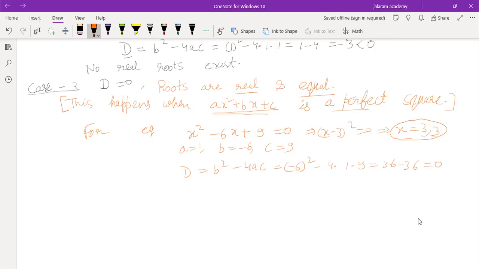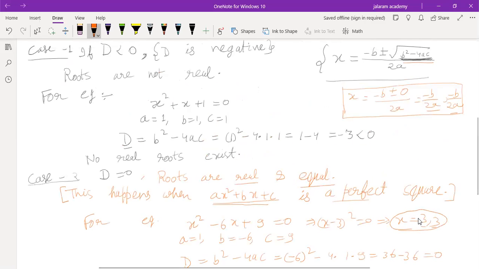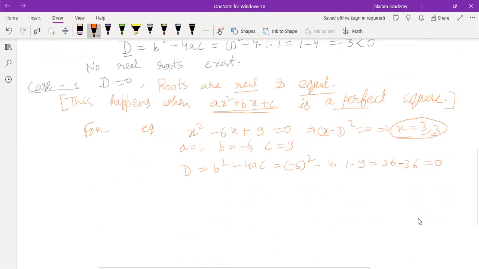If its discriminant is equal to 0, these roots are equal. If discriminant is less than 0, these roots are not real. Okay. And about the non-real roots, we will study in higher classes. As I am telling you that there always exist two roots of a quadratic equation. Sometimes they are non-real roots. So about the non-real roots, we will discuss in class 11.